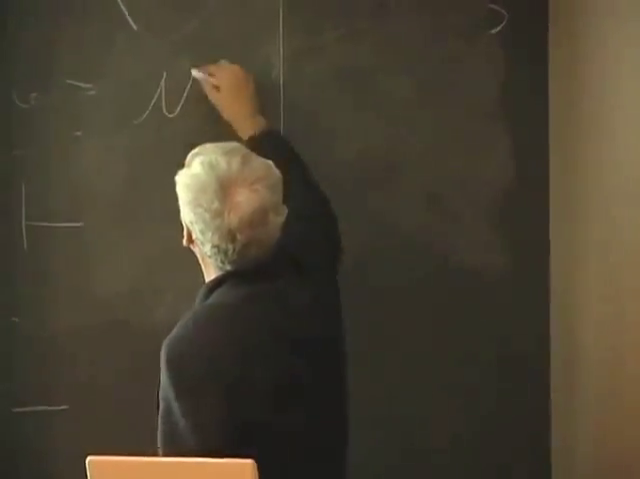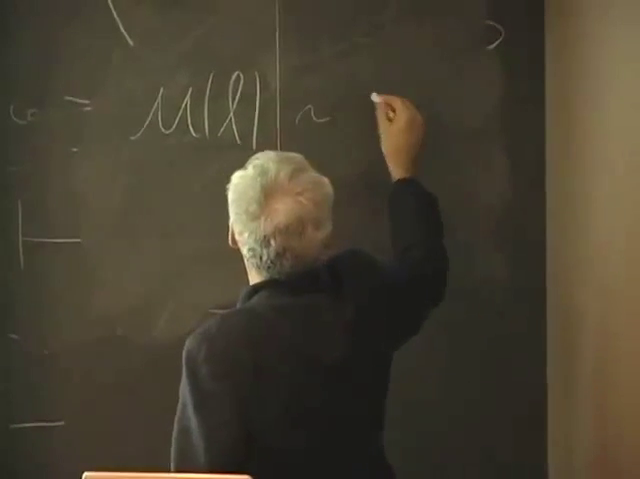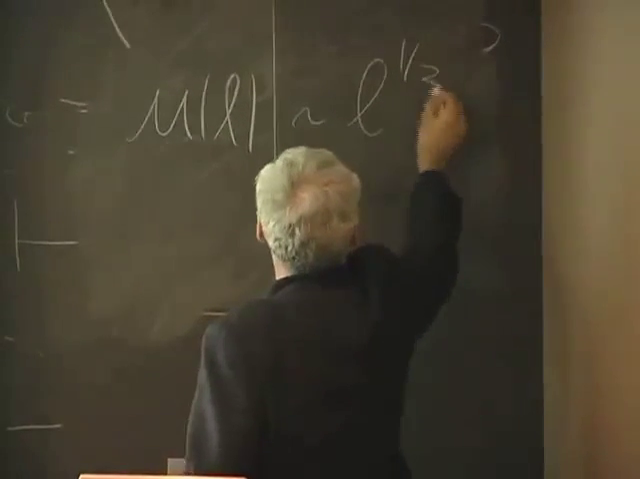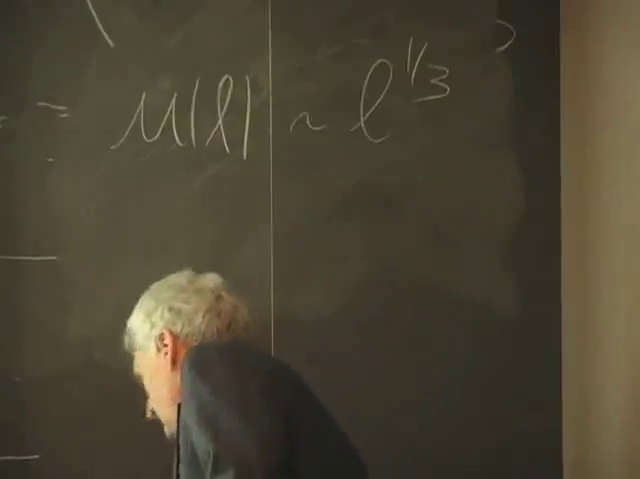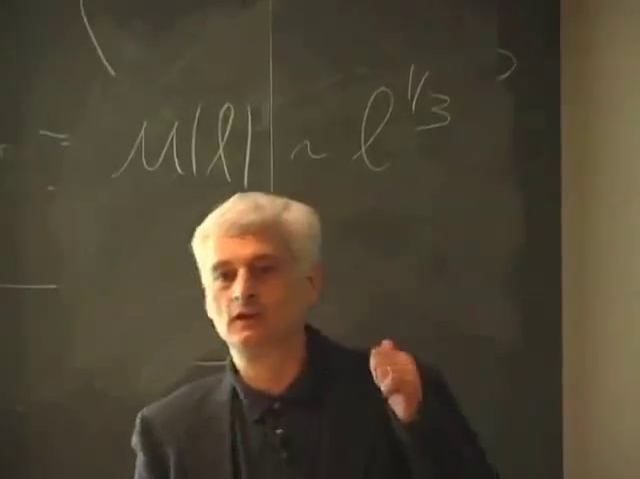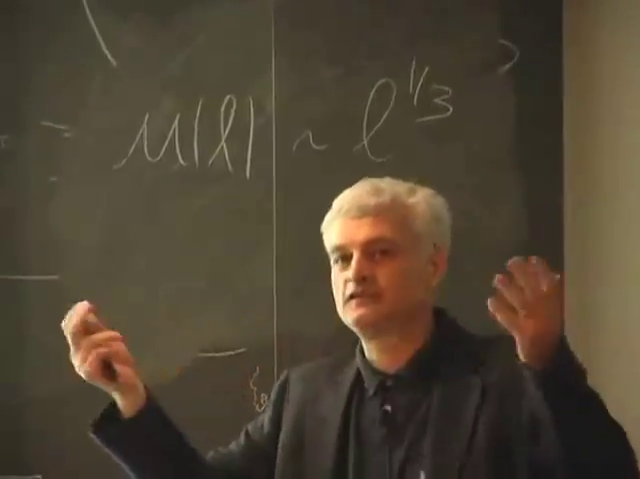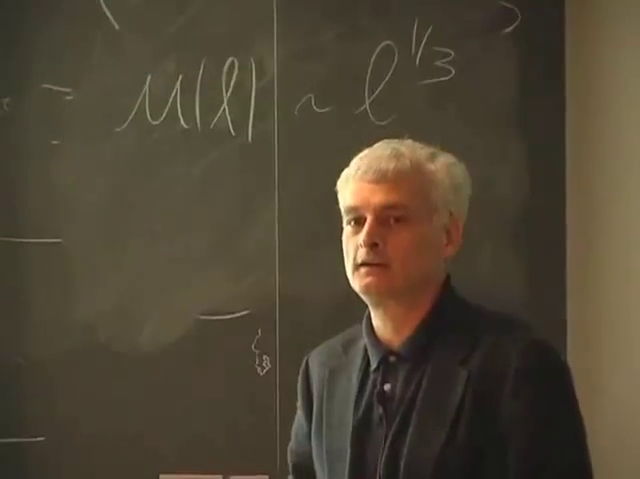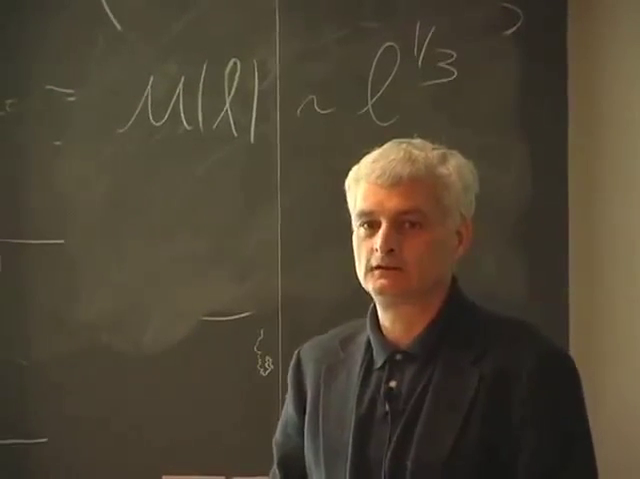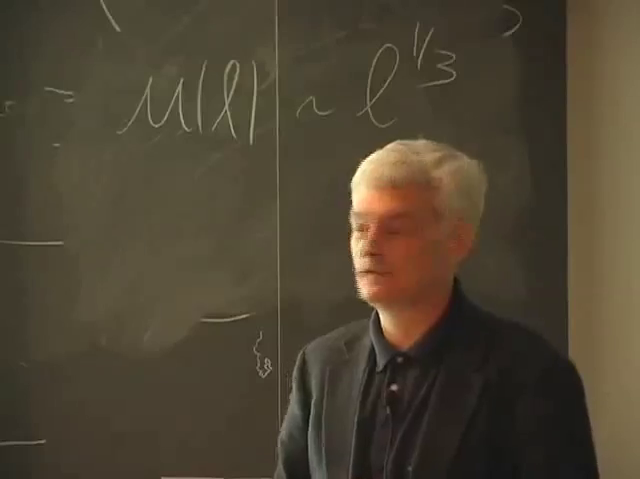When I tell you that U of L scales like power 1/3, and now I ask you a very simple question: is that field a gently behaved field, or is it the wild horse? What would you tell me?